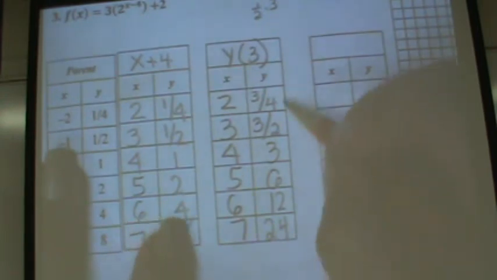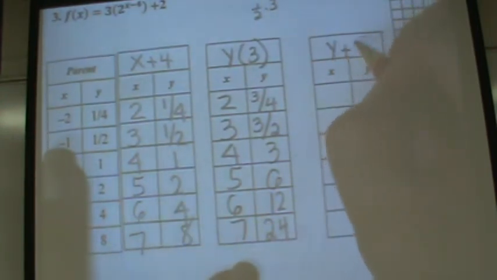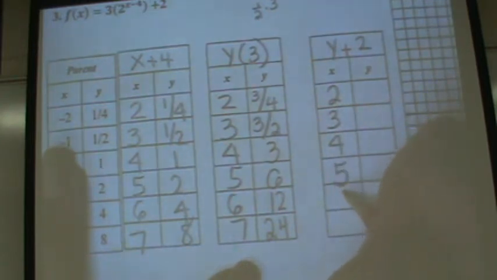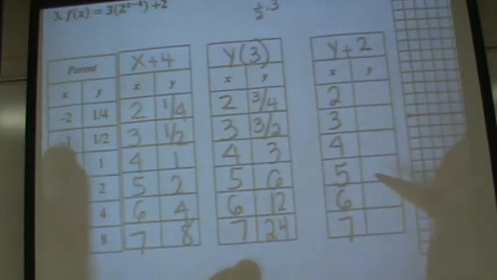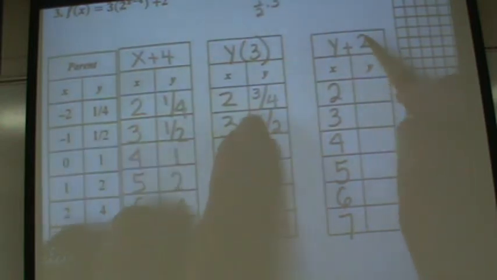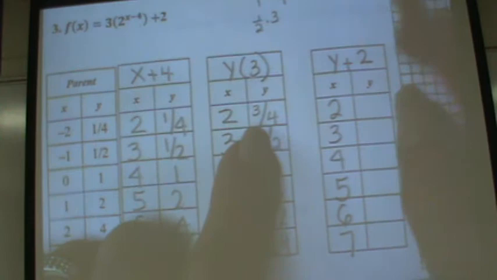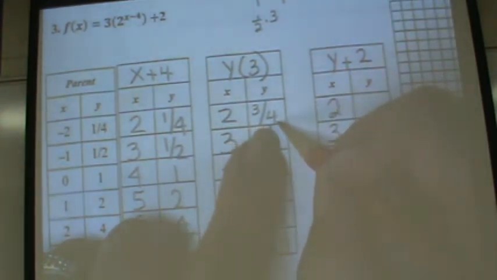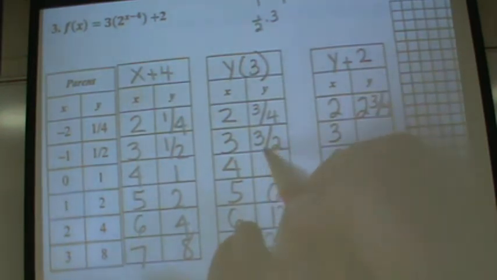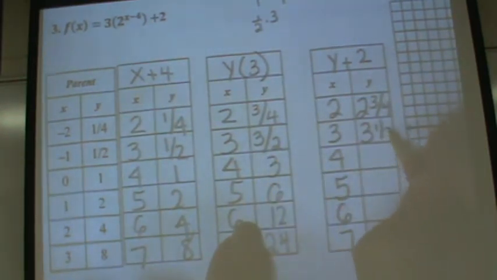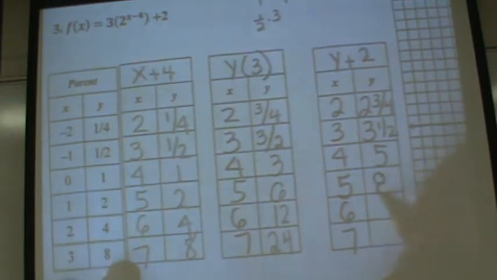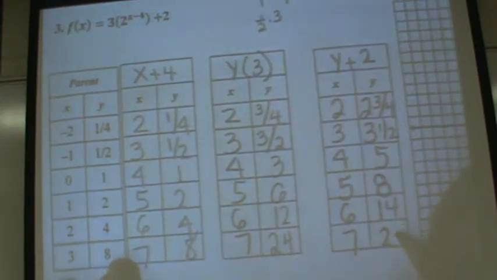And now we're going to add 2 to these y values. If there's only one chart like you're doing, can you just do that equation up there and plug it in? Yeah, you mean do it all in one shot? Yeah. So we're going to add 2 to 3/4, you get 2 and 3/4. We're going to add 2 to 1.5, you get 3.5. 2 plus 3 is 5, 8, 14, 26.